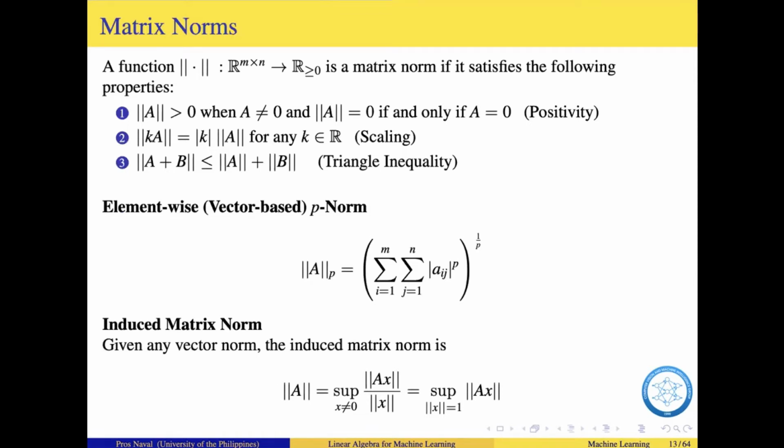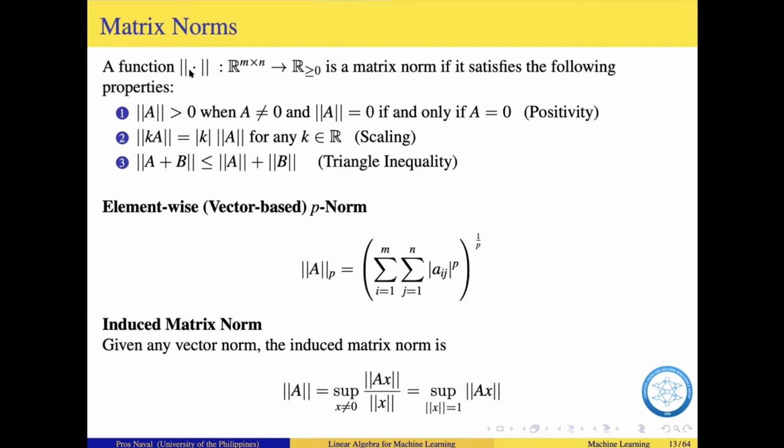Matrix norms. Vector norms measure the length of a vector. What about matrix norms? Matrix norms measure how much a matrix could possibly stretch a vector input. So we have the following definition.